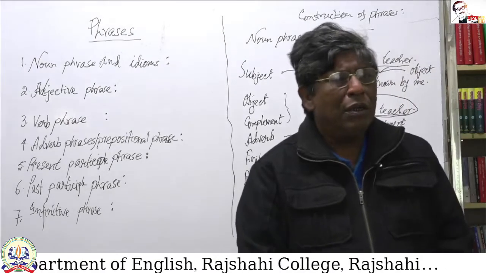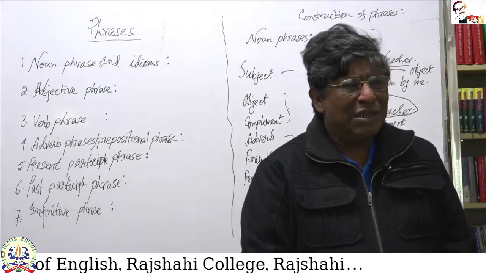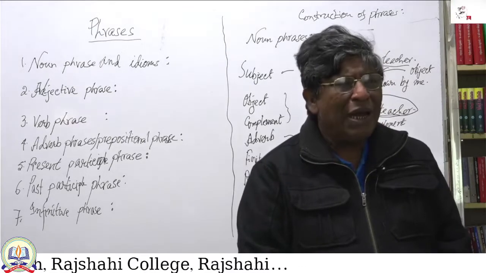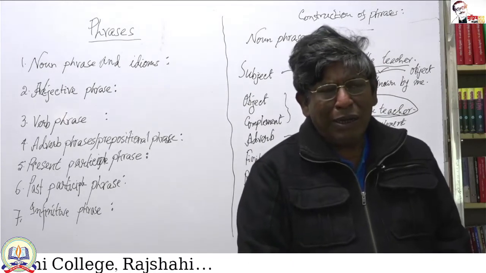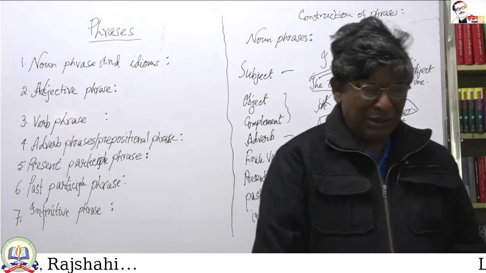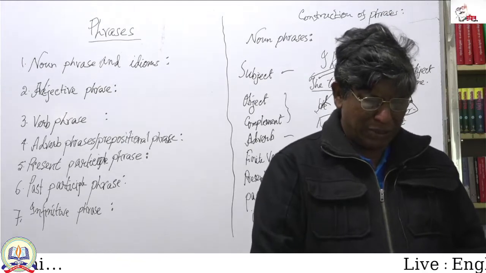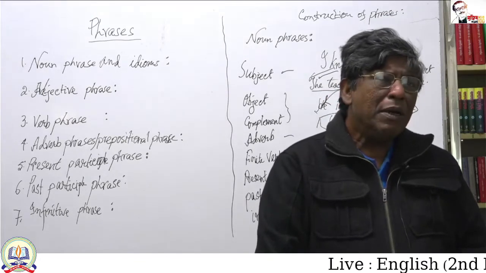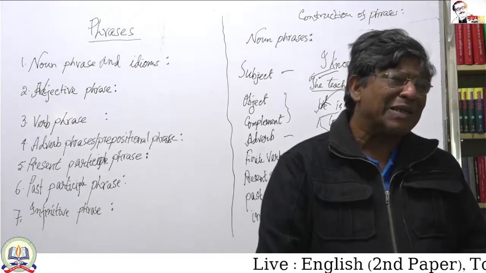For example, Rahim came here. Here, Rahim is a noun, came is the finite verb, and here is the adverb. All the three words in the sentence make a particular unit in the sentence. Therefore, we have three words making three units in a sentence.